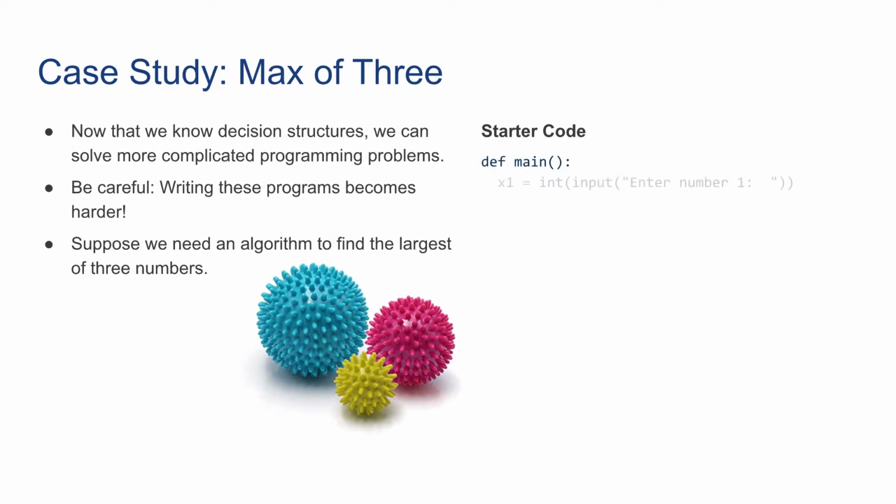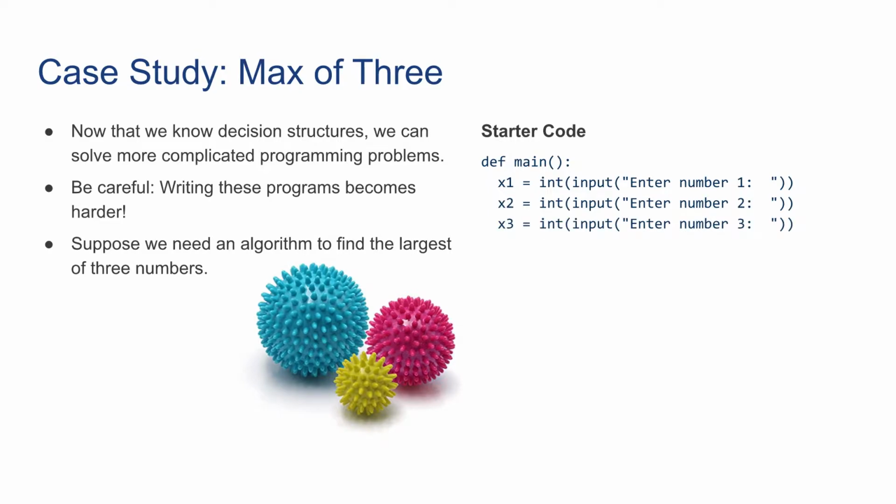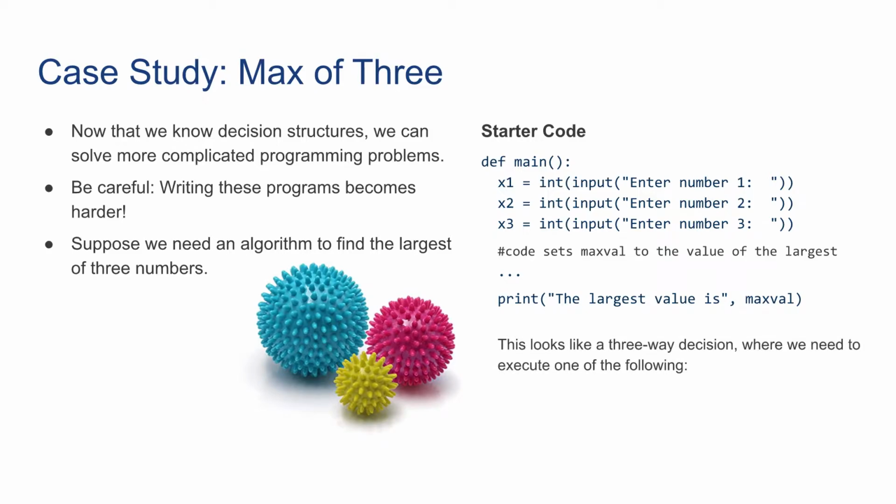In the starter code, we'll ask for x1, x2, and x3 as three different values. And then we'll write code that sets max val to the largest of the three. And then we can print "largest value is max val". This looks like a three-way decision where we need to execute one of the following. So it's either x1 is max val, x2 is max val, or x3 is max val.